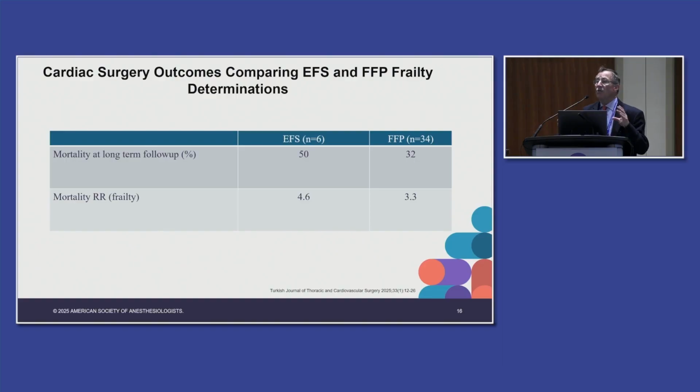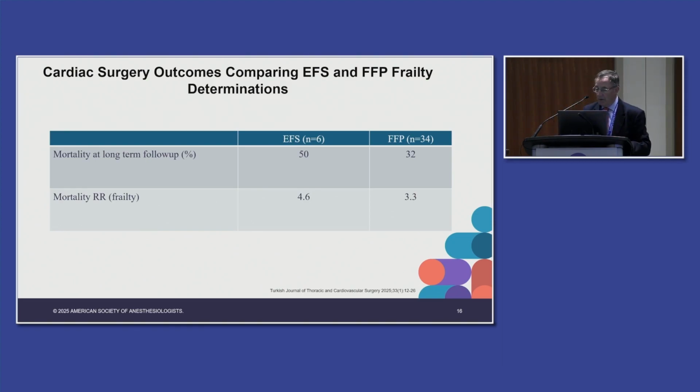As a result, 3 patients died in that Edmonton group, giving a 50% mortality rate, whereas 11 died of the patients that were classified as frail by the Freed criteria. And that gave a higher risk ratio for mortality with the Edmonton, but a lot of it has to do with the categorization between the two groups.